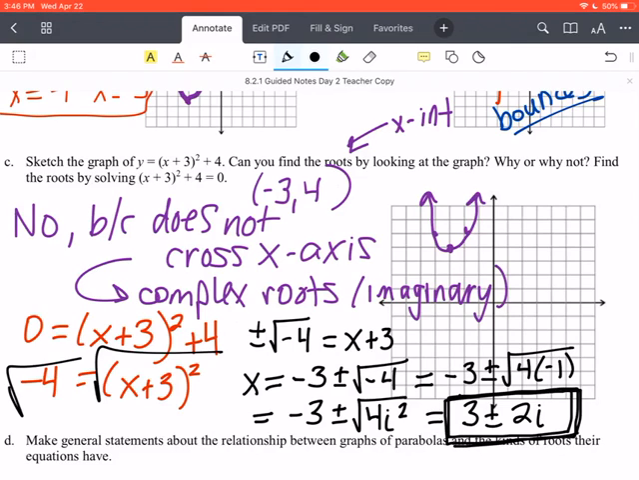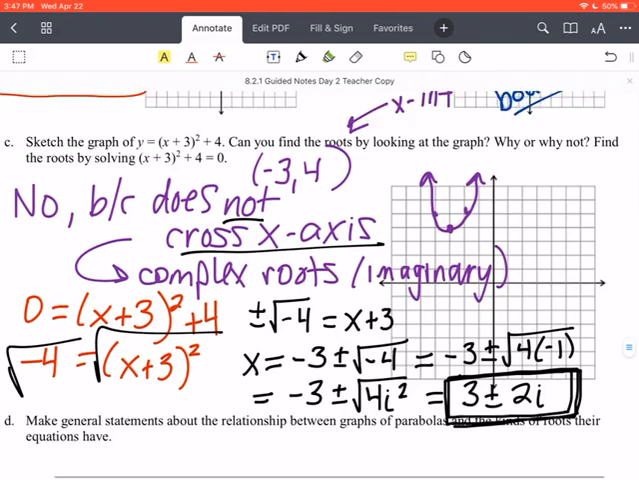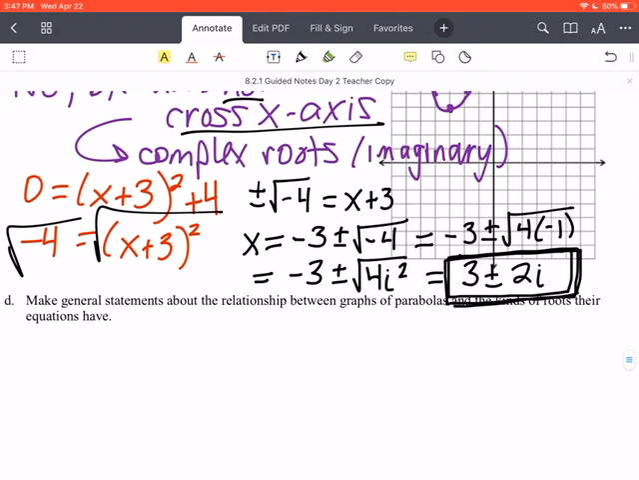How did we know they were going to be complex? Because the graph did not cross the x-axis. So you will only have complex roots when the graph is not touching that x-axis, but yet you're solving for when y is 0. So let's make a general statement about the relationship between the graphs of parabolas and the kind of roots that their equations have.